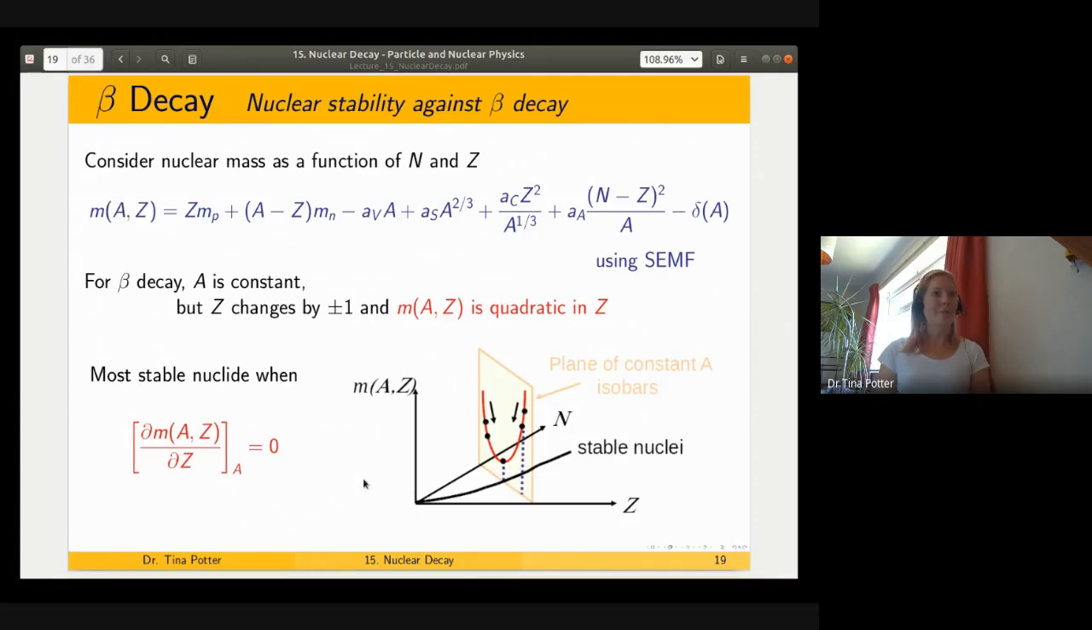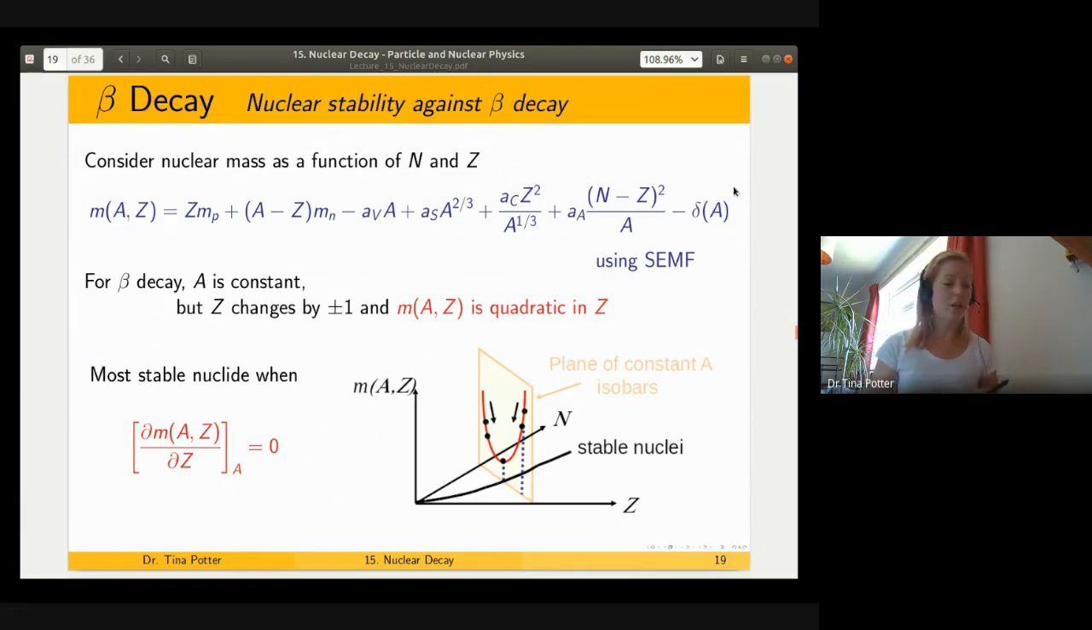Now let's have a look at our good old semi-empirical mass formula. What's happening for our nuclear masses as they undergo beta decay? We have the number of protons, the number of neutrons, we have our volume term, our surface term that decreases the binding energy because they're less tightly bound on the surface. We have a Coulomb term that depends on the number of protons. We have our asymmetry term that tries to keep the number of protons and neutrons roughly equal. And we have our pairing term as well.